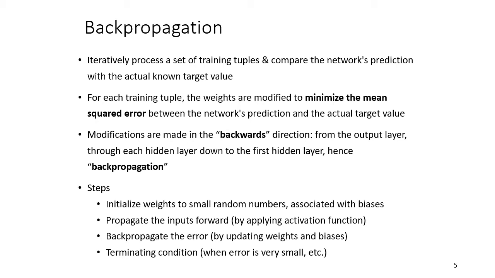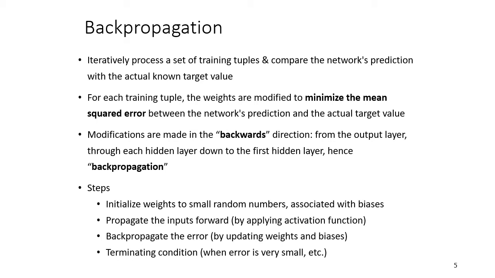Since it is propagating from the output to the input step by step at each layer, it is known as backpropagation. The steps followed are: first, we initialize the weights to random numbers, usually small in nature, and associate them with the biases. Then we propagate the input forward by applying the activation function, so the output is generated. Then we backpropagate the error by updating the weights and the biases.